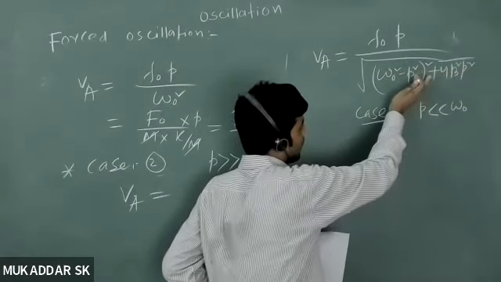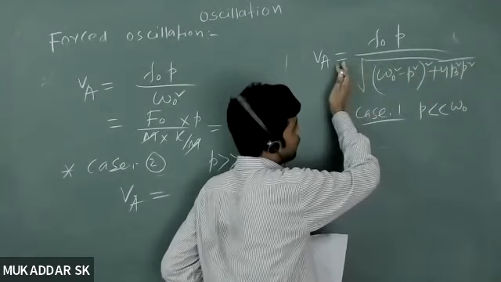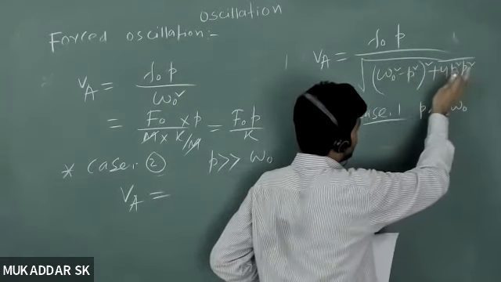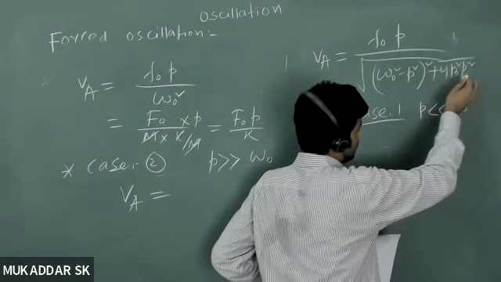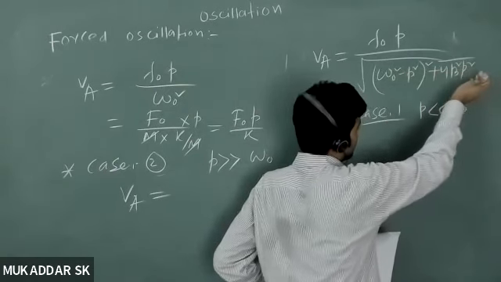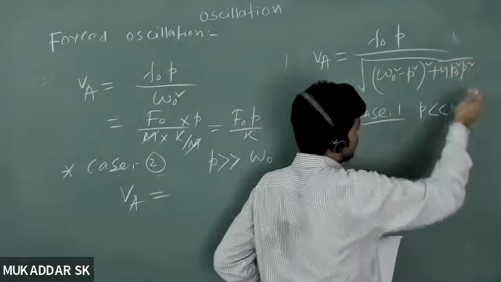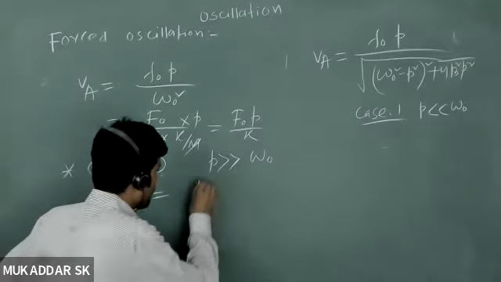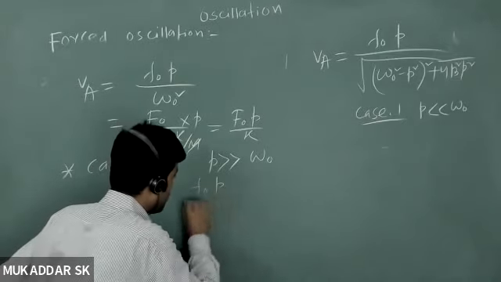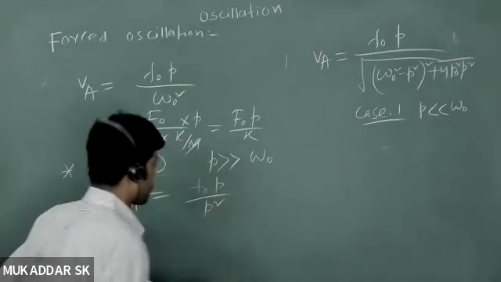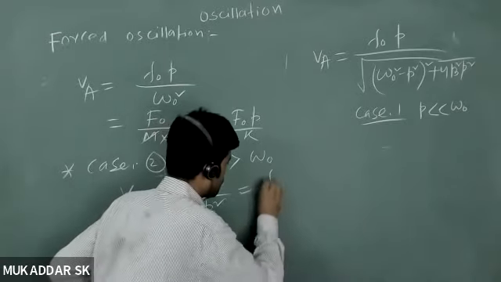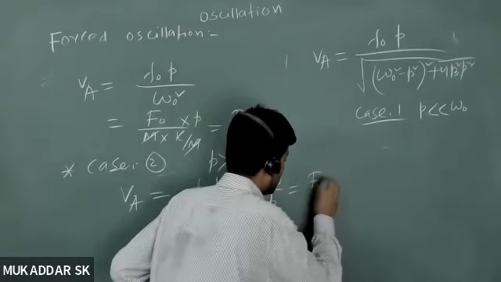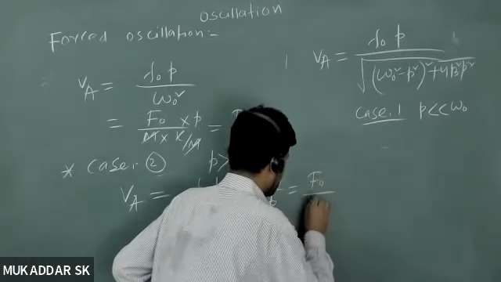Now I'll bring p to the power 4 outside of the square root, so this term will become 1 plus 4 beta square divided by p square. Since p is large, the second term, 4 beta square by p square, I can ignore, that will be 0. So in that case you will get f naught p divided by p square, right? So it means it will be f naught by p, and you know what is f naught? F naught means capital F naught by m, right?